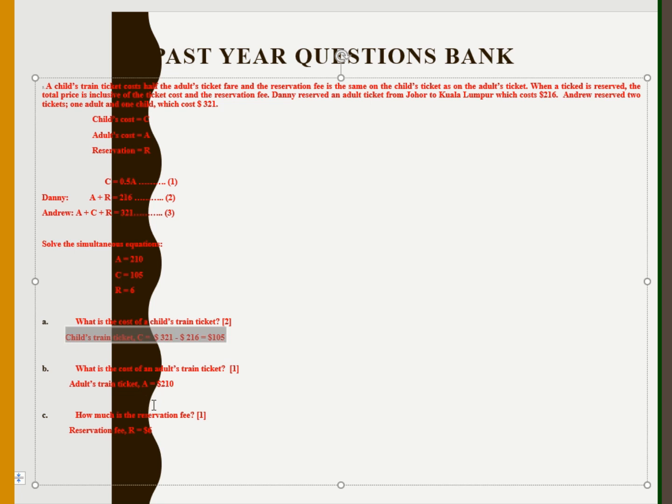What is the cost of an adult's ticket? Once you know a child's ticket is 105, you know C is 105. Adult is double of 105, which is 210. So once you have the adult ticket, you should know the reservation. If adult is 210, the reservation cost should be $6.